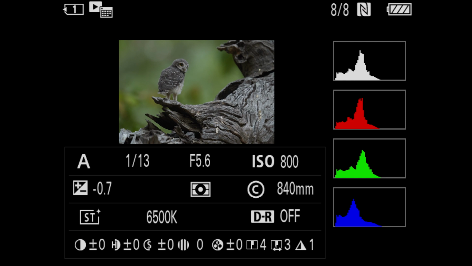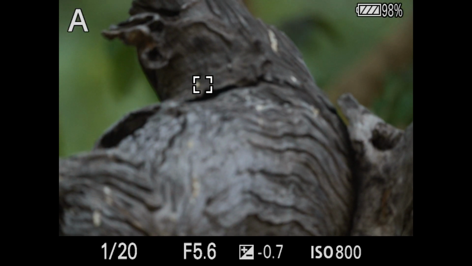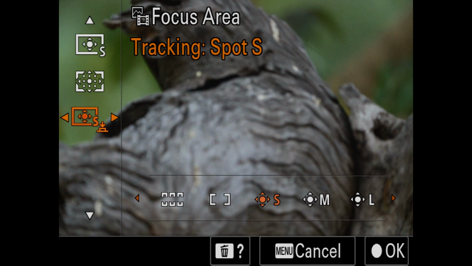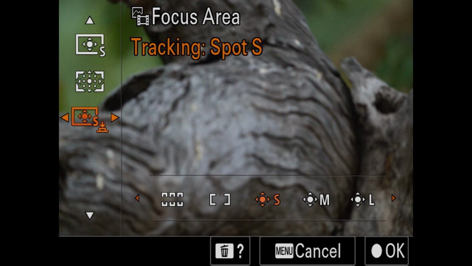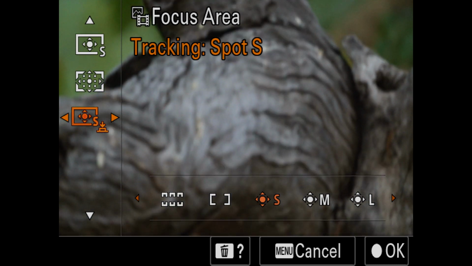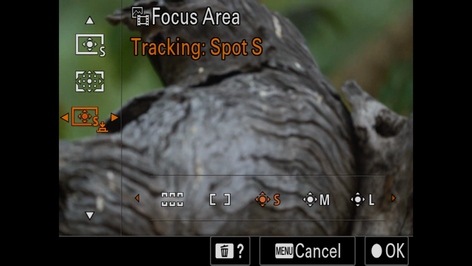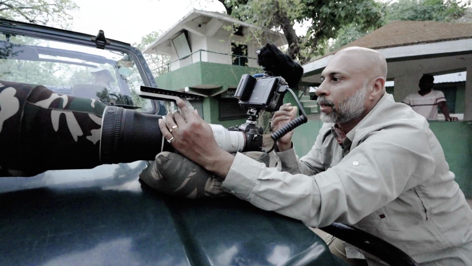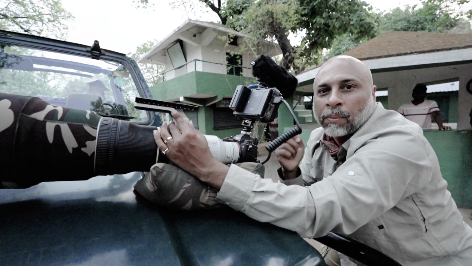What I have autofocusing, I'm always in the tracking, autofocus areas tracking. Spot test is what I always use for my photography in wildlife. And then again, getting back to the image, playback. Yep, so these are the key settings. Look at it, it's 840 mm. So at 840 mm, 1 by 13th of a second, you still have crisp, sharp images.